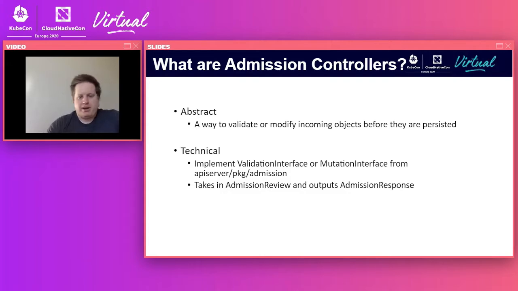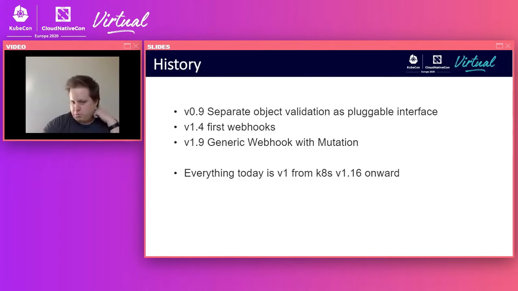And so to start with, what is an admission controller? In abstract, it's a way to validate or modify objects as they come in before they are persisted to the database, which for Kubernetes is etcd. In a technical sense, for the built-in compiled-in versions, they're implementing the Go validation interface or mutation interface. We'll look at that and what that is. And for the webhooks, they take in an admission review object and look at the admission request and output an admission response.